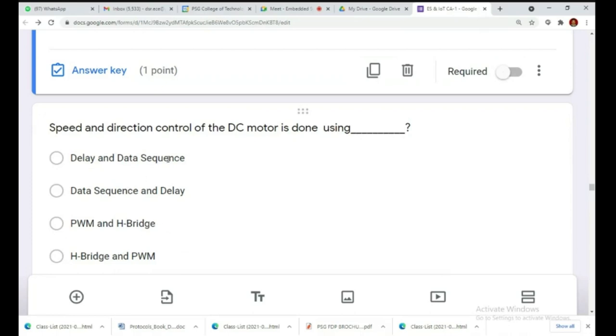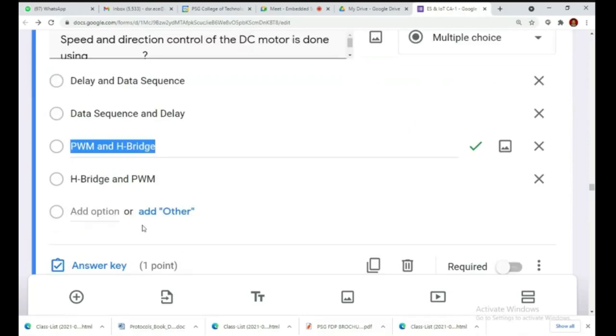Delay and data sequence is for stepper motor. Data sequence and delay is for stepper motor. H-bridge and PWM is just swapped, but the right answer is PWM for speed control and H-bridge for direction control. The question is very clearly given: speed and direction. So PWM and H-bridge is the right answer.